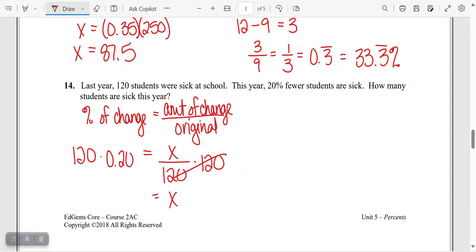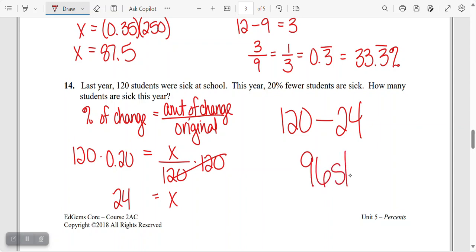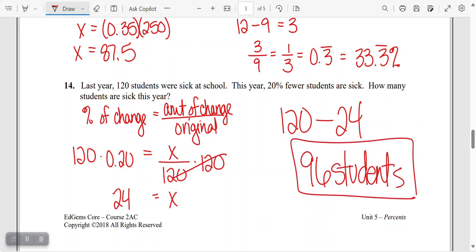So taking 120 times 0.20, we get 24. Now that's not how many students are sick this year. This is how many fewer students were sick this year. So now we have to take 120 and subtract 24 from it, and we get 96 students. Please make sure you are using labels on your answers.